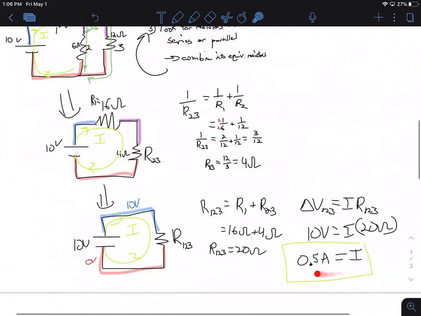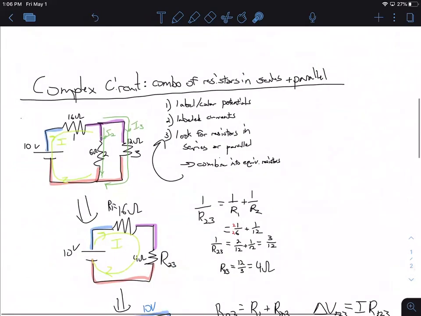So knowing this I can now go back if I needed to. Maybe I just wanted to find the current. Maybe I'm done. But I can now find other things. I can now go back and find how much the 16 ohm is changing the potential by. I could figure out what I2 is, what I3 is, based on that information. Let's do that. Why not?